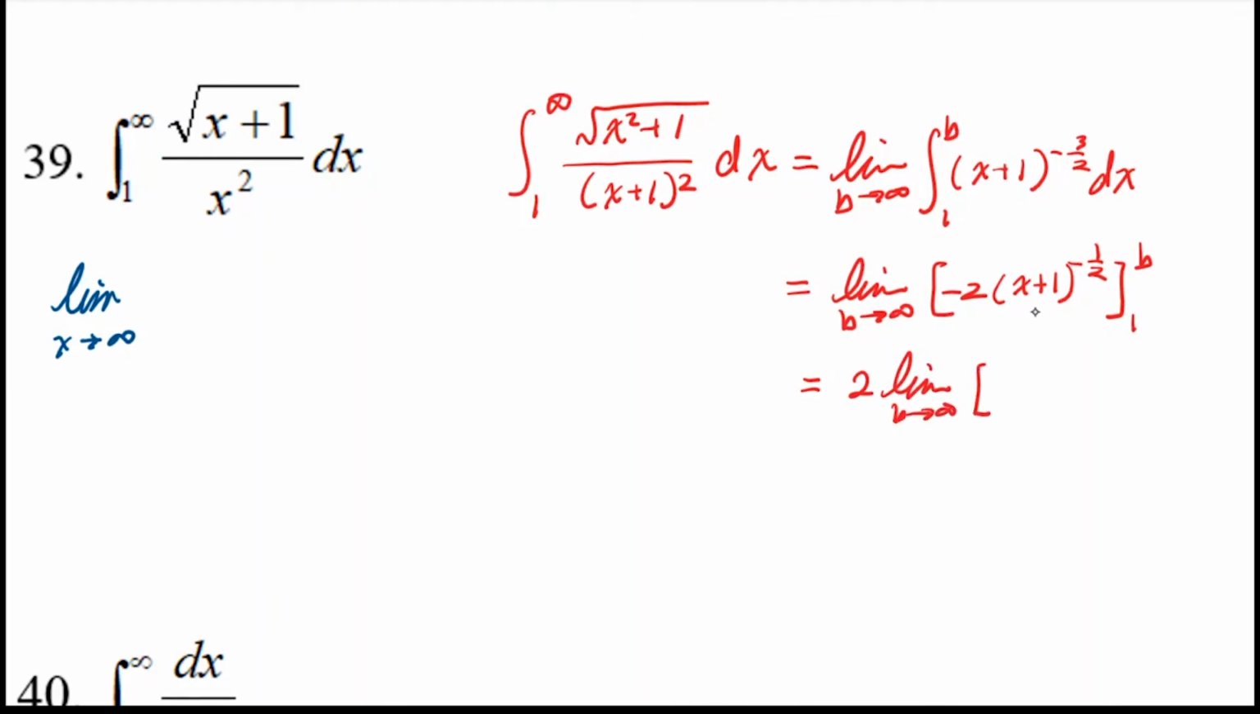So substituting 1 first, I have 2 to the negative 1/2 power, which is this. And then minus, if I substitute b, then I have 1 over square root of b plus 1. You with me? And this part dies, so we have 2 over square root 2, which is square root 2. That is nice, isn't it?